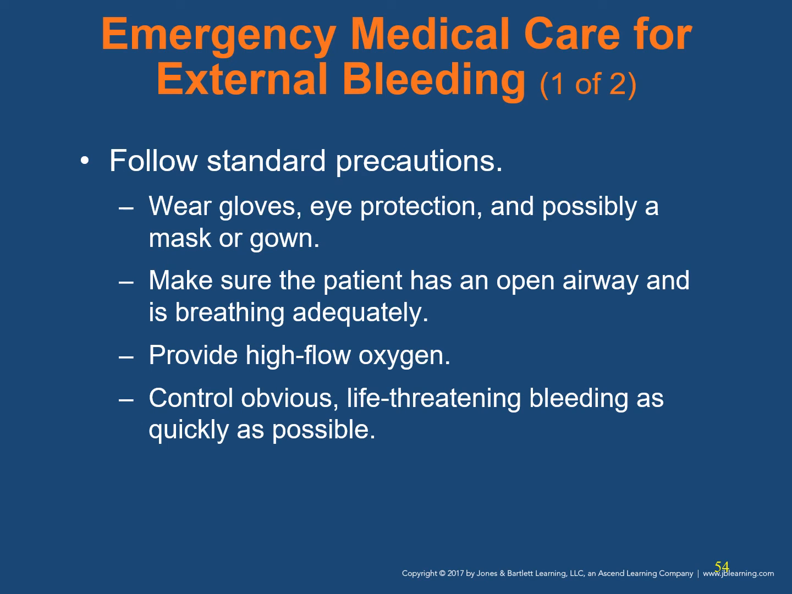Emergency medical care for external bleeding. Follow standard precautions. Wear gloves, eye protection, and possibly a mask or gown. Make sure that the patient has an open airway and is breathing adequately. Provide high-flow oxygen. If obvious life-threatening bleeding is present, control it as quickly as possible.